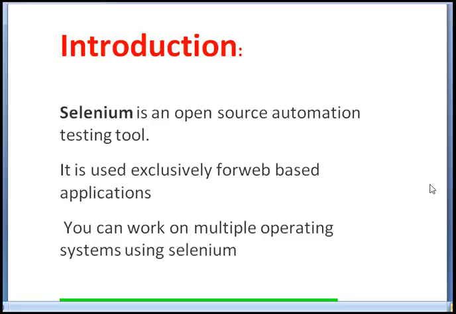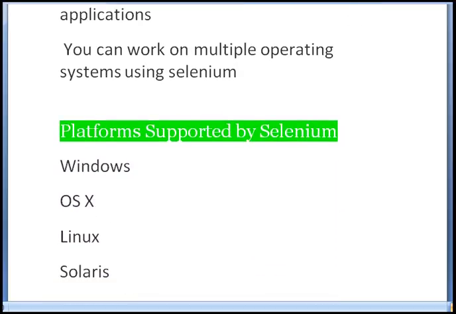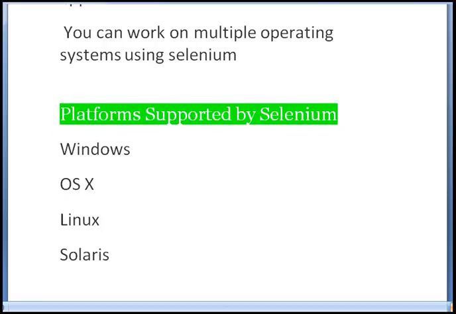If you start speaking about features of Selenium, the first and foremost is that it works on multiple operating systems. Not only is it limited to Windows, but you can also work on iOS. That means the platforms supported by Selenium: you can see here it's Windows, Linux, Solaris, and even iOS. So it supports multiple operating systems. That really made it stand on top compared with other automation tools present in the market.